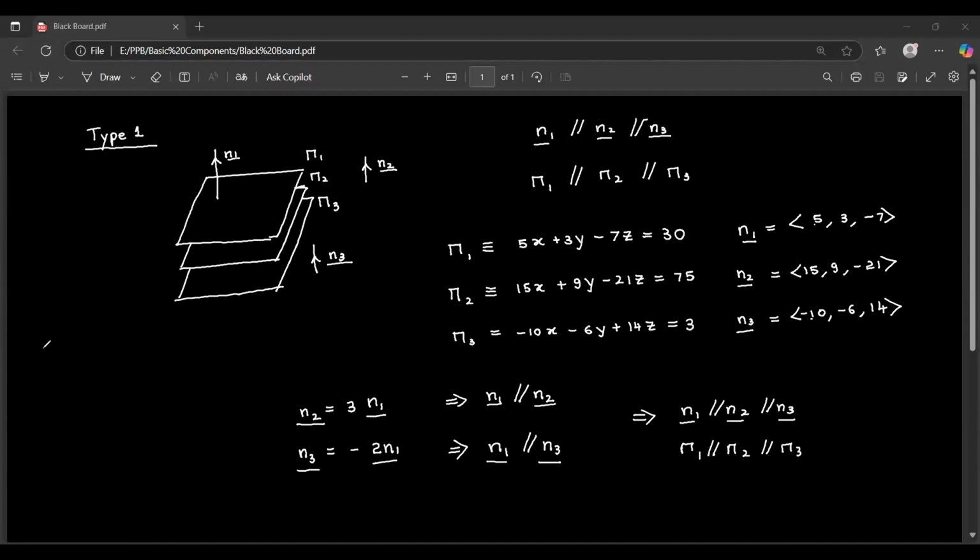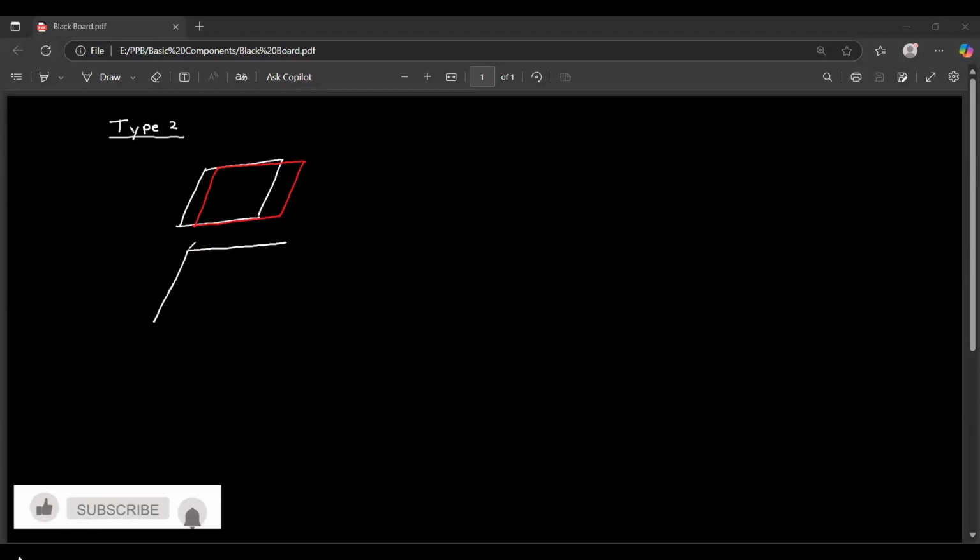Now let's talk about the second type. What is type 2? Well, I told you there can be two planes overlapping with each other, and the other plane can be parallel to them. That's the idea. So let's say this is pi 1, this is pi 2, and this is pi 3.